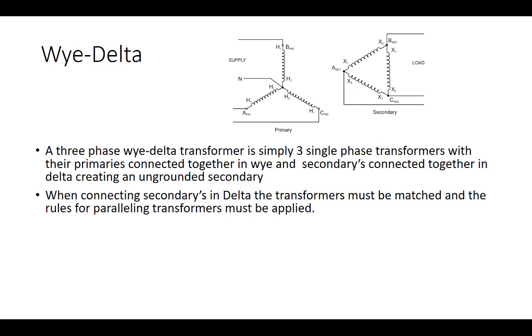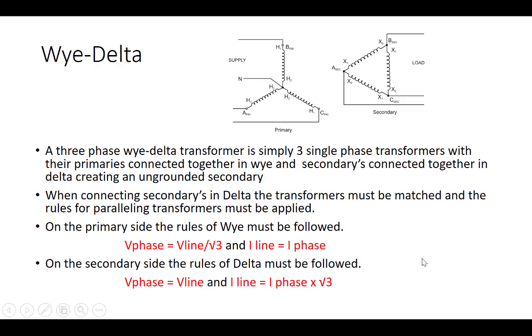Because our secondary is connected in delta, the transformers must be matched using the rules for paralleling transformers. Really, whenever we have a delta connection on the primary or the secondary, we have to use matched transformers. If my connection was a Y-Y connection, it's still recommended to use matched transformers, but it isn't crucial to do it. But any connection with a delta, primary or secondary, needs to use matched transformers. And of course, we need to follow the rules for Y on the primary part of the system, the rules for delta on the secondary.